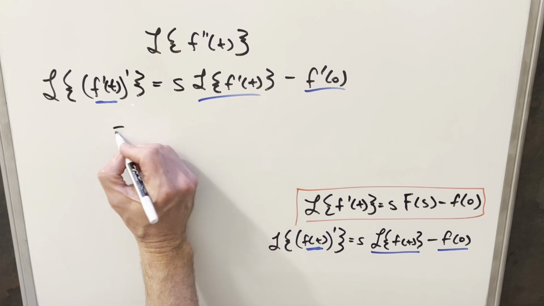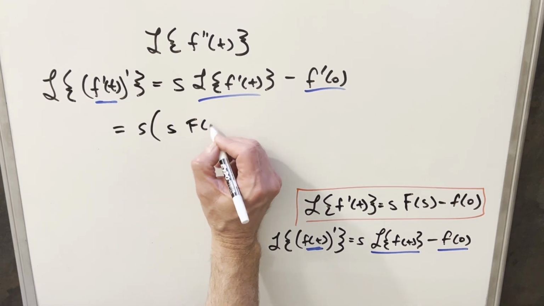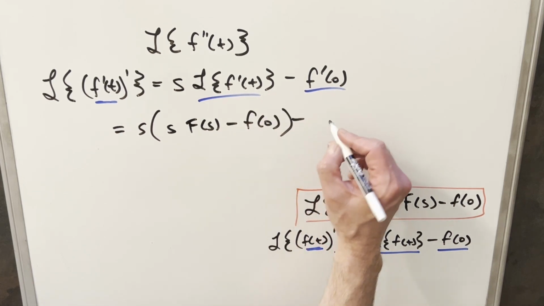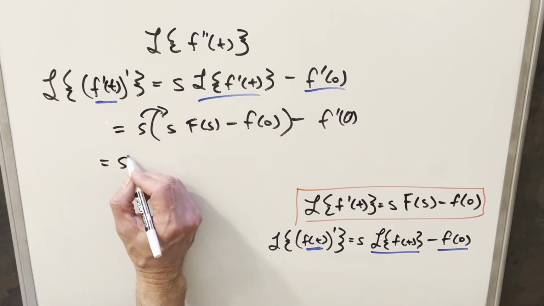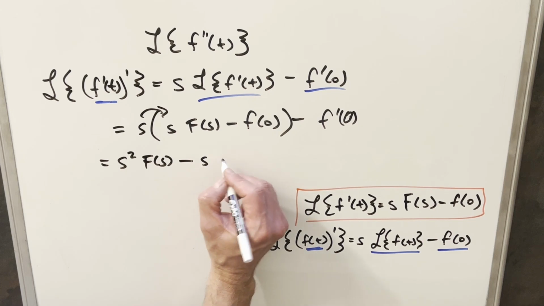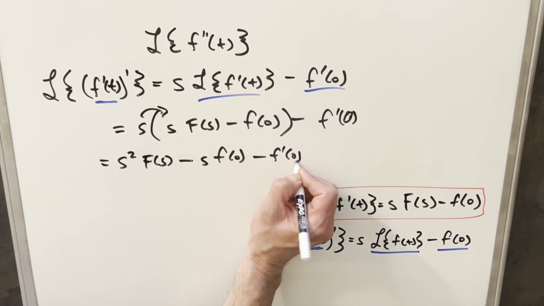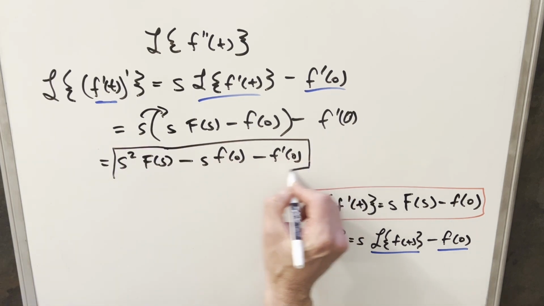So this is going to give me s times this in parentheses, s big F of s minus f of 0, minus f prime of 0. I'll just distribute in the s. This is going to give me s squared big F of s minus s f at 0 minus f prime at 0. And so this here is going to be our formula for the Laplace transform of the second derivative of f of t.